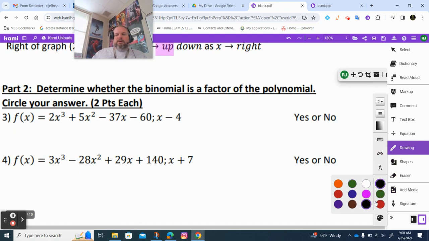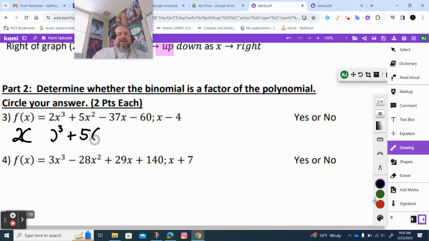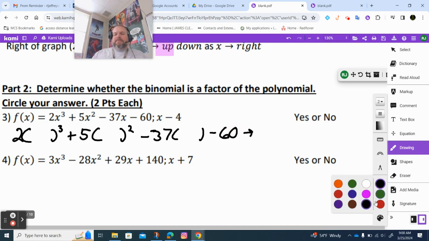All right, so this is what we do. We're gonna write it like this. It goes a little something like this. Hit it. Na na na na na. All right. And we're going to take the opposite of -4. So the opposite of -4 is +4.